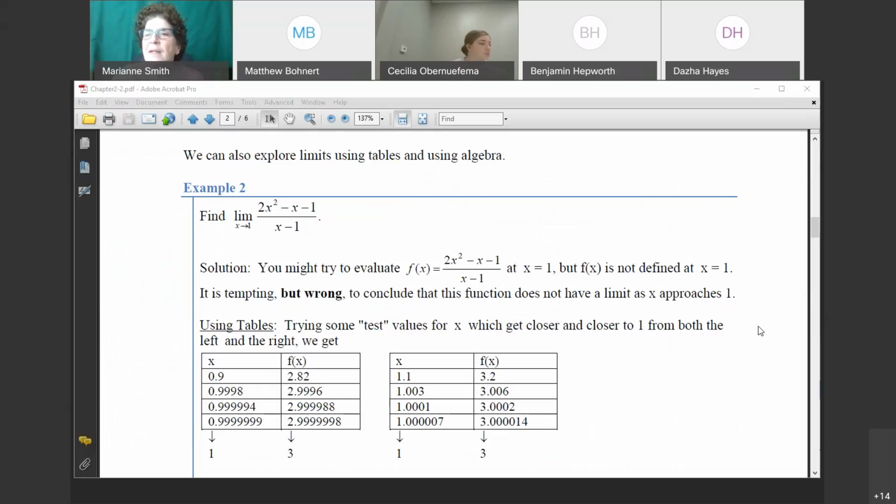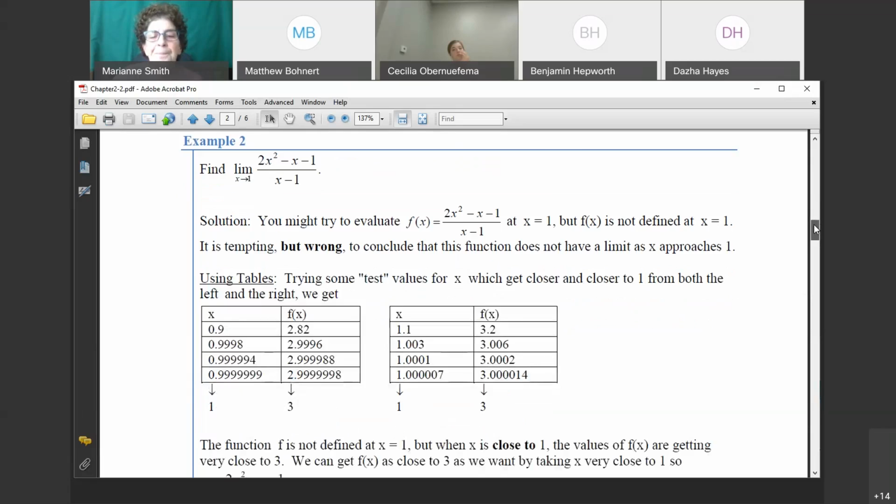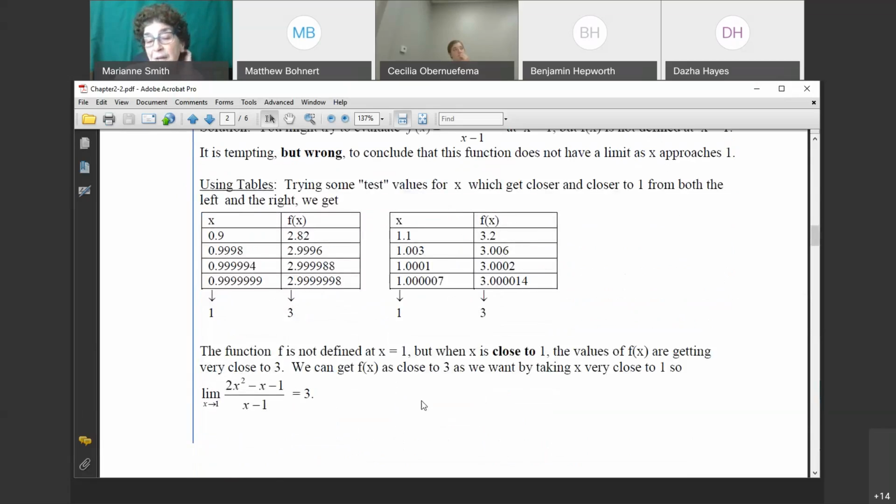Okay, so here we are, and you can see again the tables. As x approaches 1 from the left, f of x is getting close to 3. As x approaches 1 from the right, from the high side on down, you can also see f of x is getting close to 3. Now the function isn't defined when x is 1 because that's where the hole is, but when we're close, the values are getting close. So we can say the limit as x approaches 1 is equal to 3.